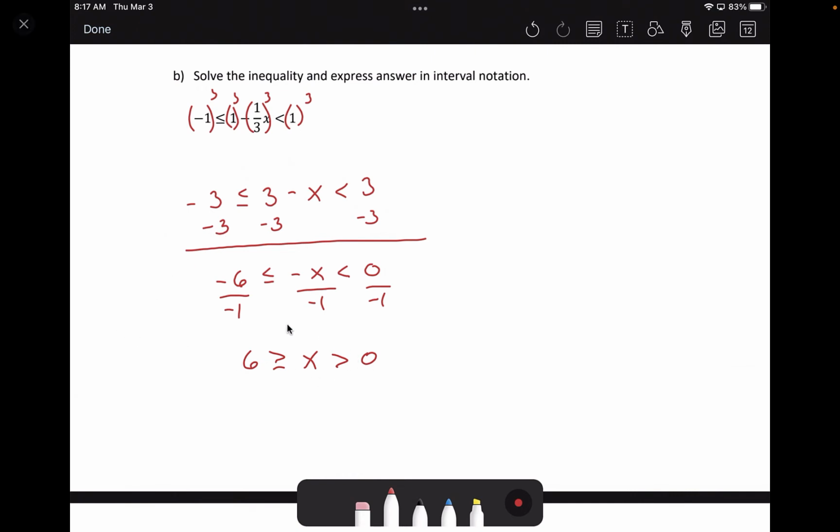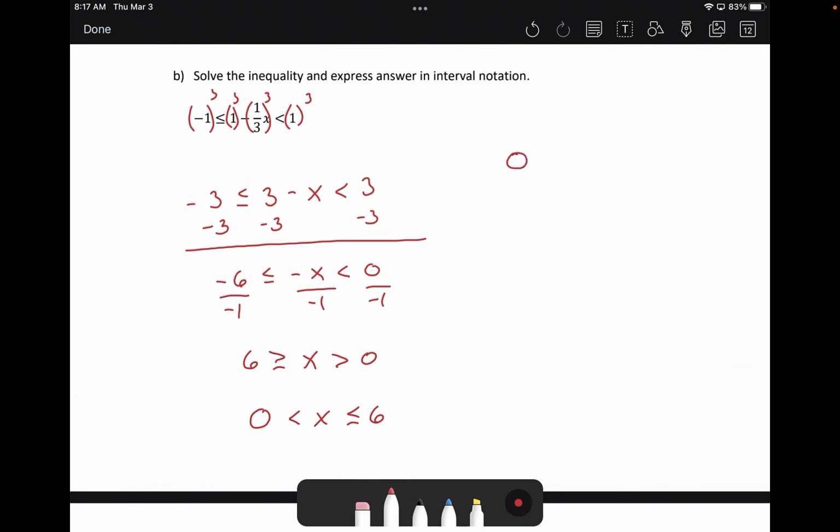Now, this may look a little weird to you since the numbers are going down. Let's reorder this. Think of it as a number line. You want the smaller numbers on the left. So if we reorder this, we'll have 0 is less than x is less than or equal to 6. And now the numbers make a little more sense since the smaller numbers are on the left, bigger numbers are on the right. Let's graph this.